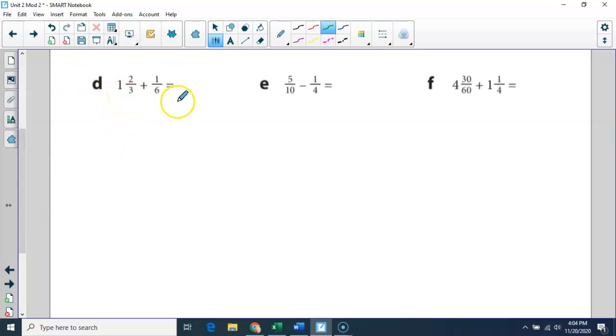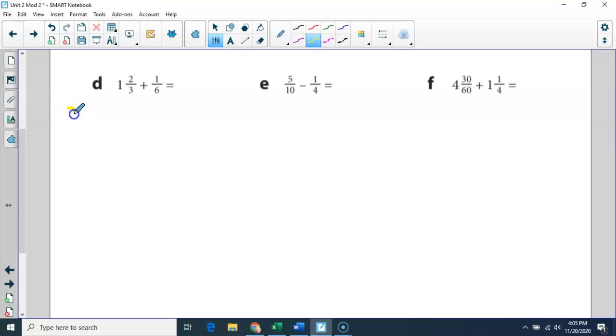For D, when you looked at this problem, 1 2/3 plus 1/6, maybe you thought about using clocks. And you absolutely could have used clocks. Maybe you thought about finding common denominators. However you solved it is fine. The way that I'm going to do it today is by finding common denominators, because that's where we really are moving with all of this.